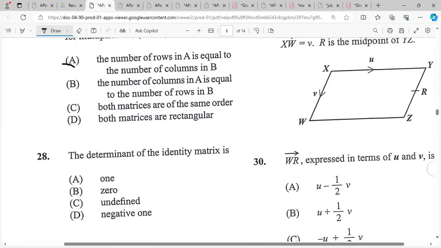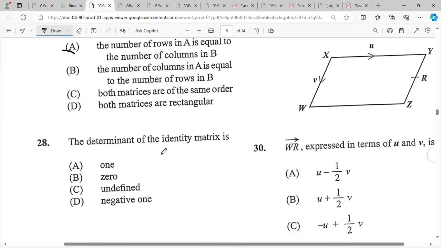All right, the determinant of the identity matrix is, we did that one already, right? The identity matrix is 1, 0, 0, 1. To find the determinant, it's going to be 1 times 1 minus 0 times 0. So that's 1 minus 0, which is 1.